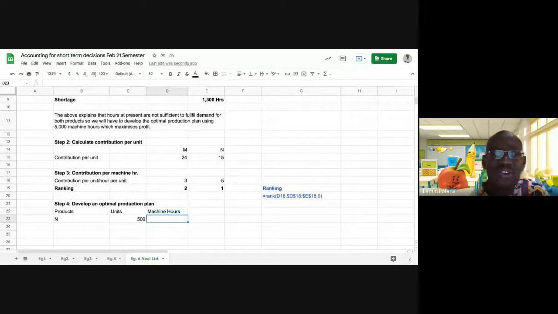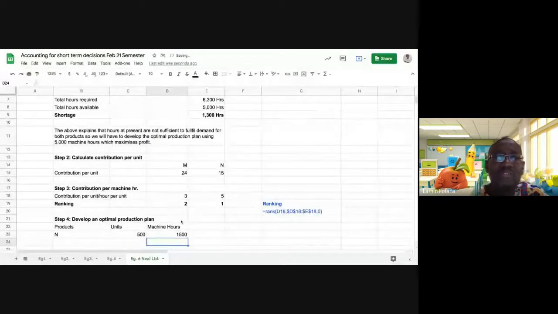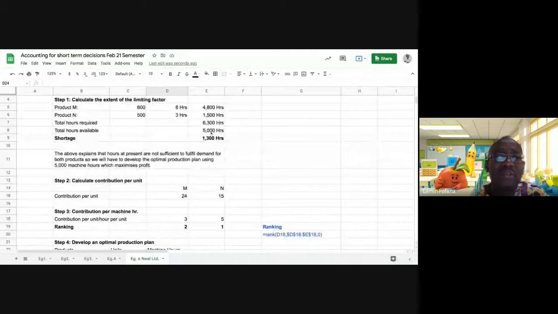Okay, so it's going to be the 500 units multiplied by 3 hours, because we need 3 machine hours to produce 1 unit. So 500 units multiplied by 3 will give us 1,500 hours. So the same thing, we can replicate our hours here.